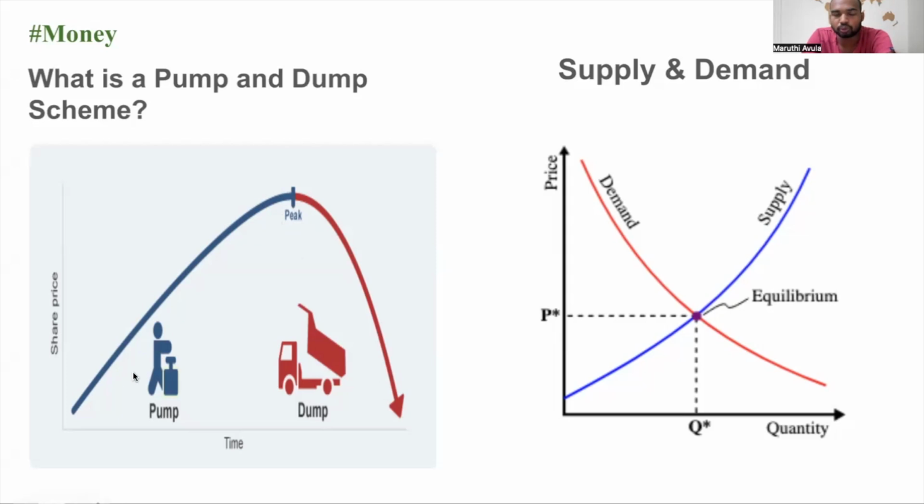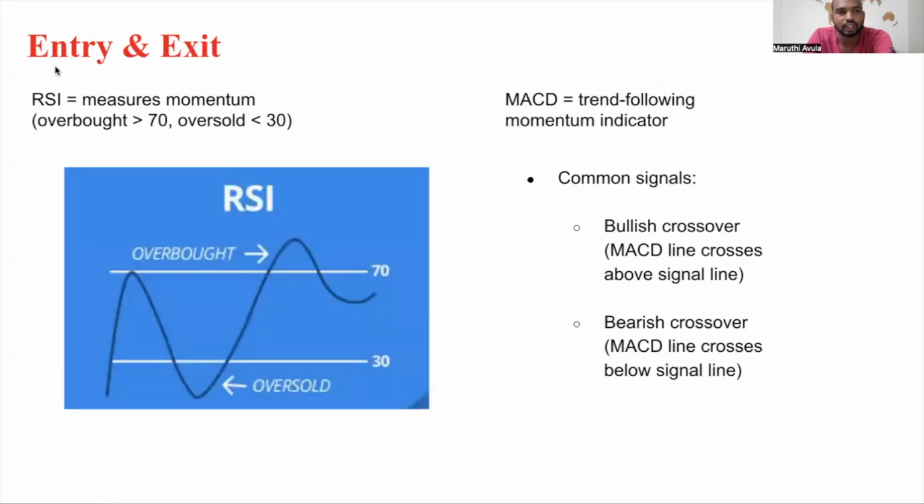To know this entry and exit, we have two indicators: RSI and MACD. RSI is the relative strength index. These are the indicators to understand entry and exit. Every stockbroking company provides you these indicators. So here you can see RSI. This measures the momentum of a particular stock. Here you can see overbought is greater than 70, oversold is less than 30.